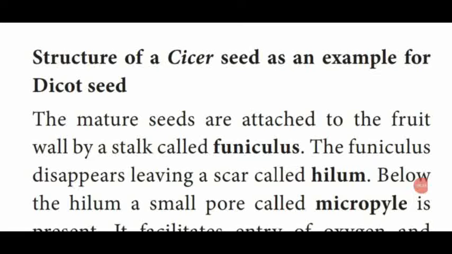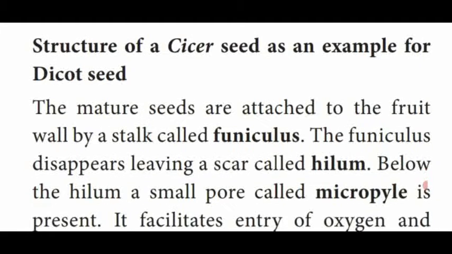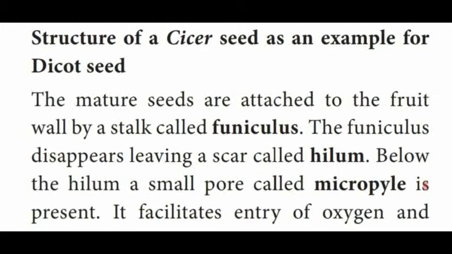Dear students, next we are going to see the structure of a dicot seed, that is the Cicer seed. The stalk of the ovule is called a funicle. We all know that one. The seeds are present inside the fruit. The seeds are attached to the fruit by a small stalk-like portion called a funiculus. So simply we can say that the stalk of a seed is called a funiculus. It's an important 1 mark question.